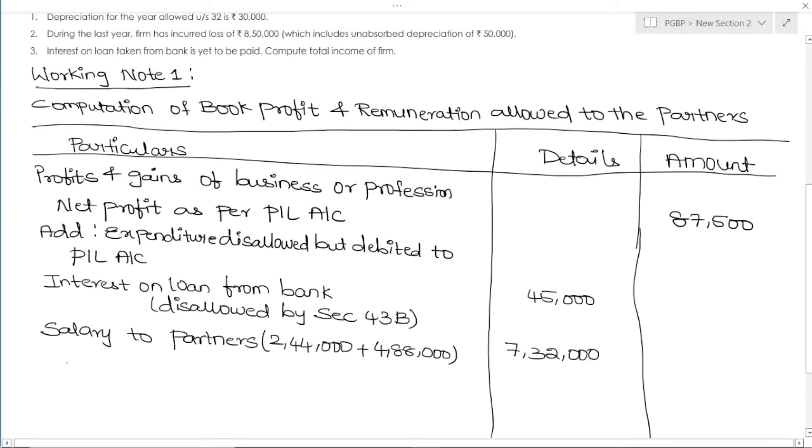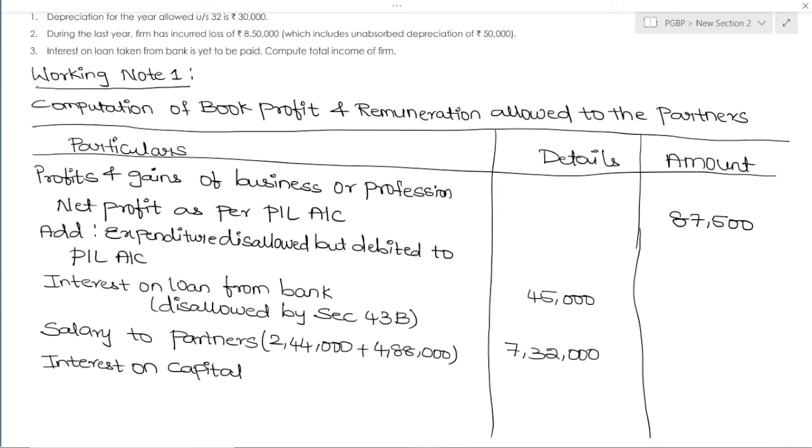Next step. Salary to partners 7,32,000 goes in the inner column. Interest on capital, is it allowed? Yes, it is allowed, but only up to 12%. But here how much are they showing? 15%. Is this allowed? Up to 12% it is allowed. That extra 3% is not allowed.